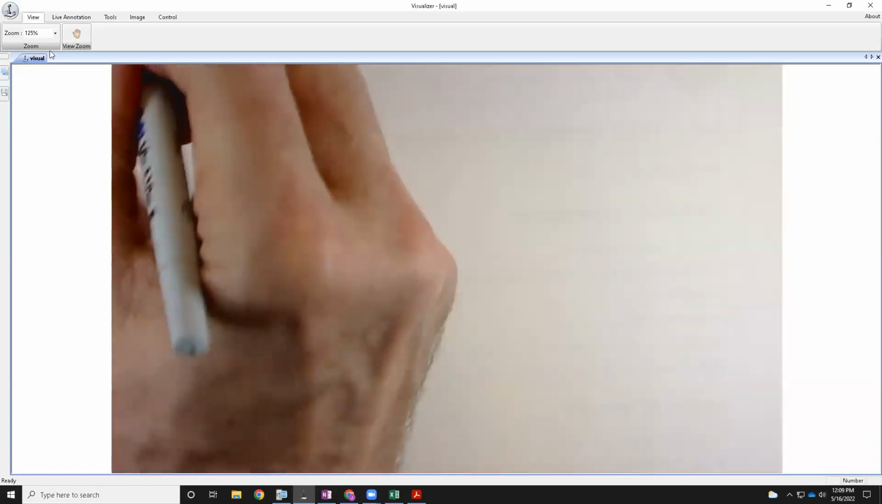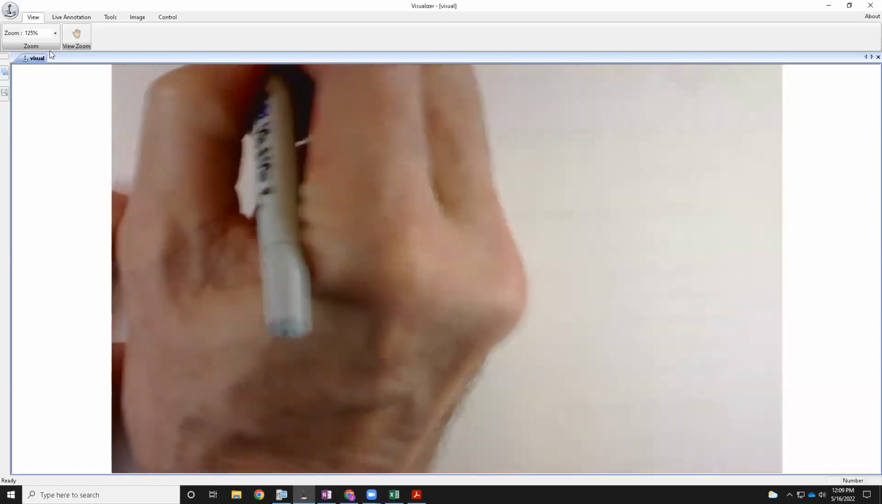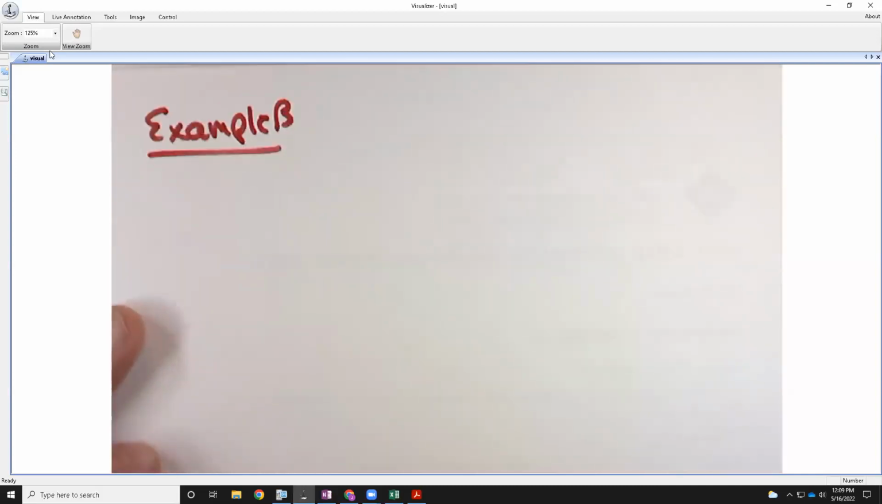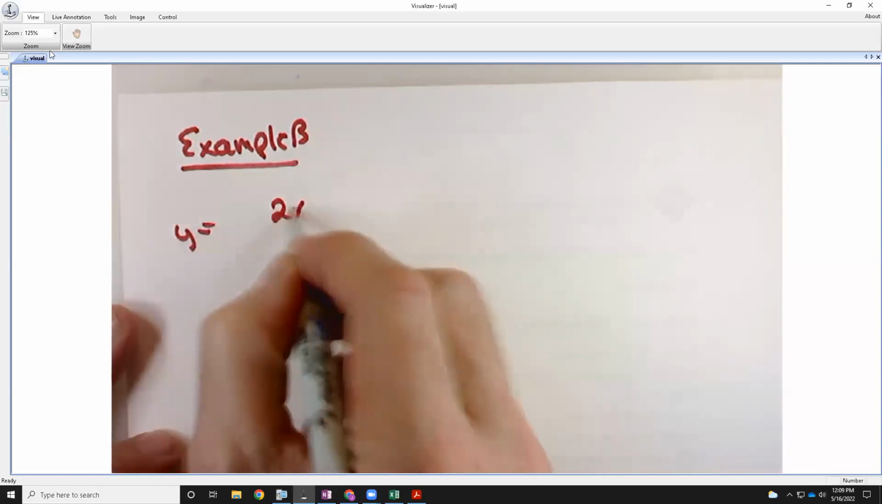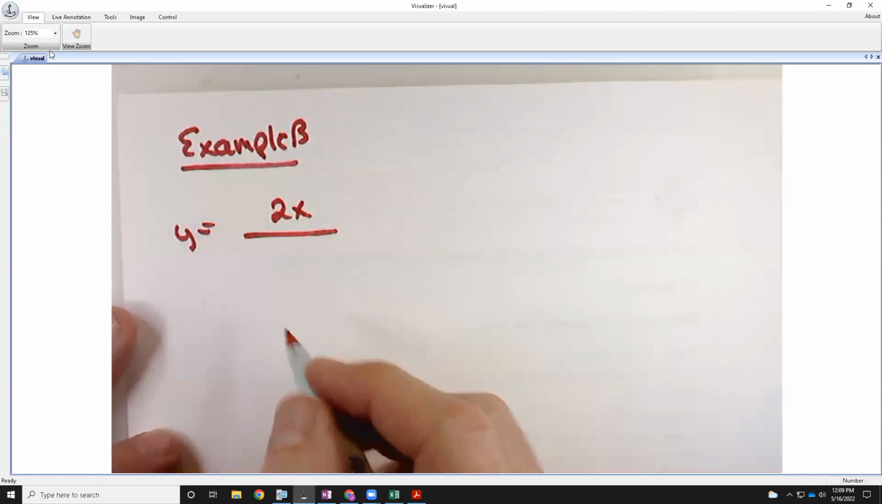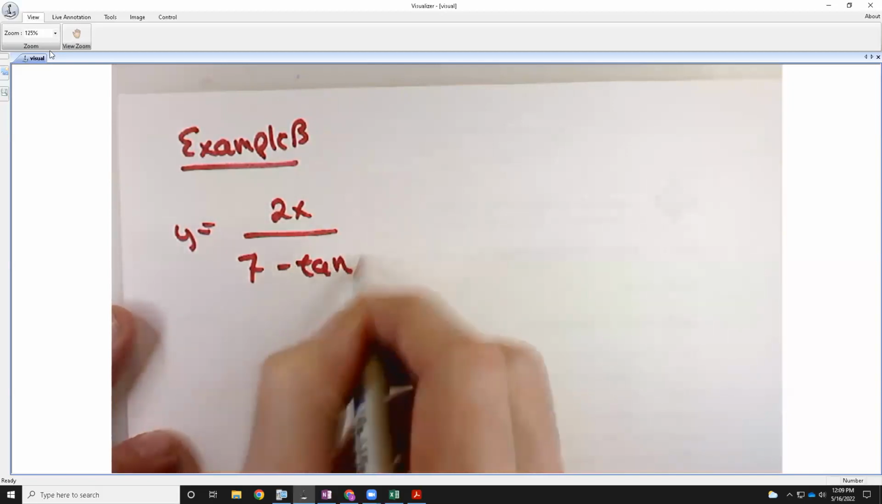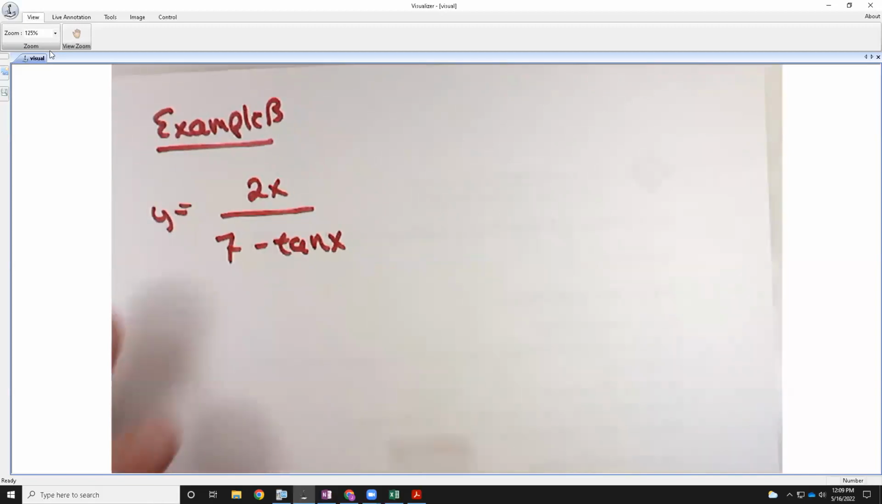See, example B. Oh, okay. Here we go. Example B: y equals 2x over 7 minus the tangent of x. Javier, what rule am I going to have to use to differentiate this? Yeah, the quotient rule. Awesome.